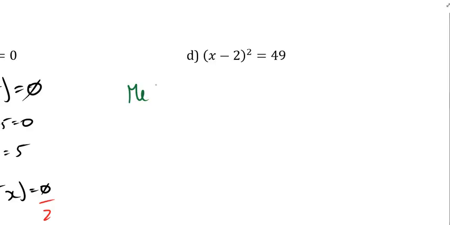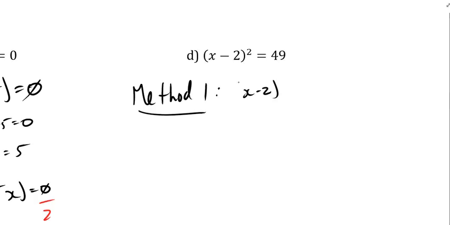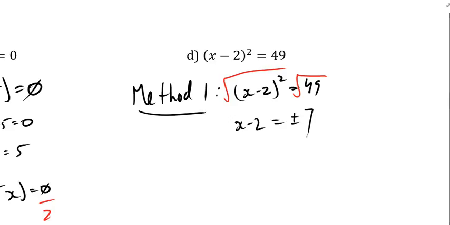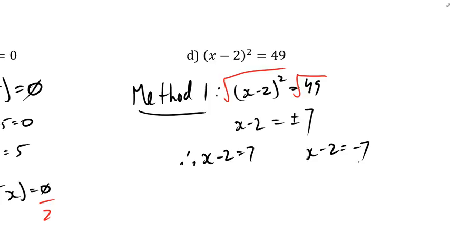Okay, method 1. Whoops. These methods are going to be quite different. Method 1, square root of both sides. What's the square root of x minus 2 all squared? x minus 2. Square root of 49, plus or minus 7. Therefore, this is a little bit different from the ones we've seen. x minus 2 equals 7. x minus 2 equals negative 7, although it should be familiar slightly from something we did a while ago.